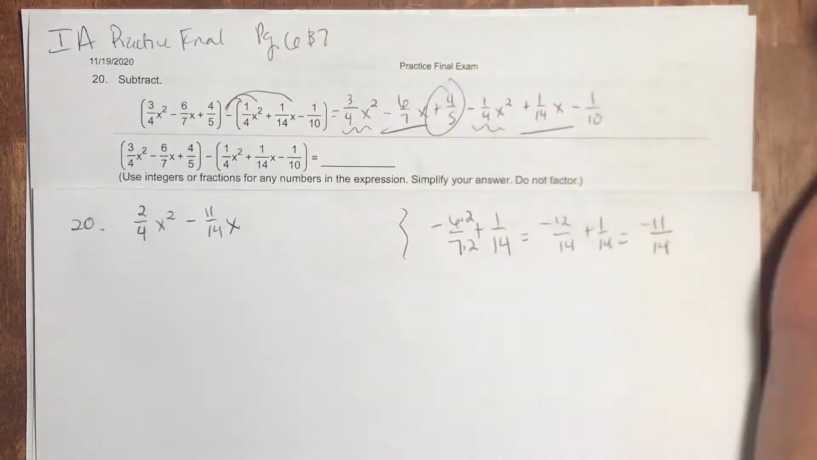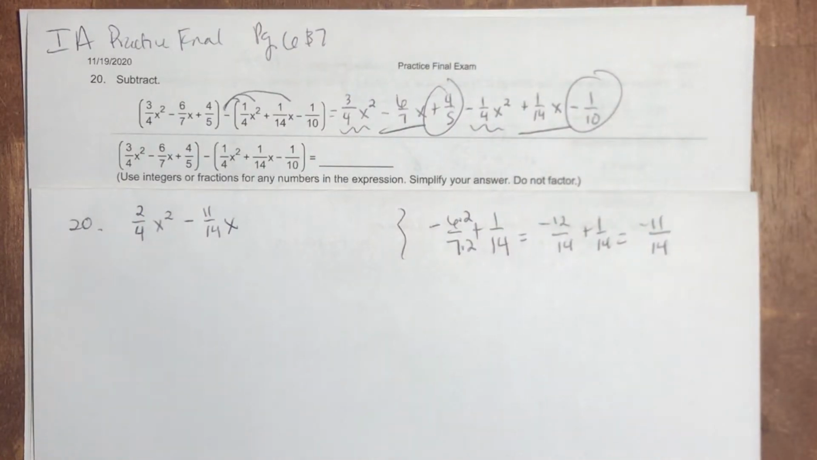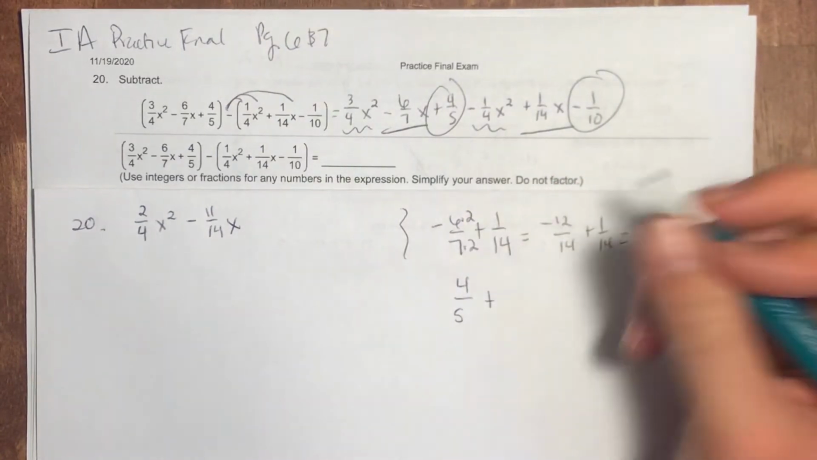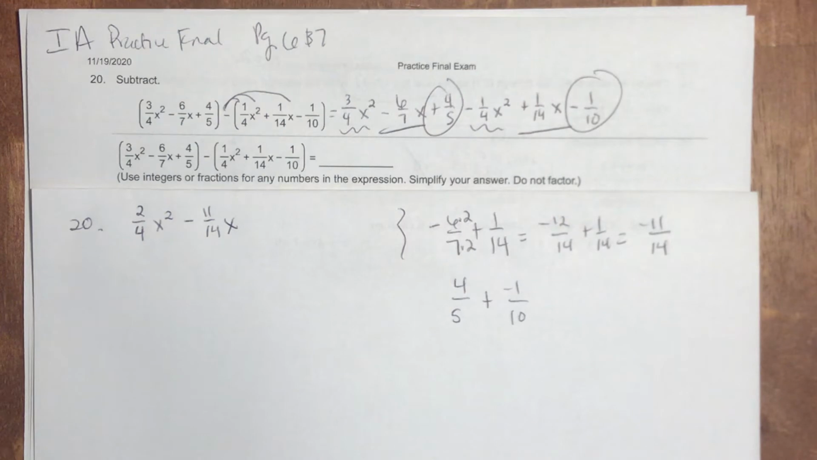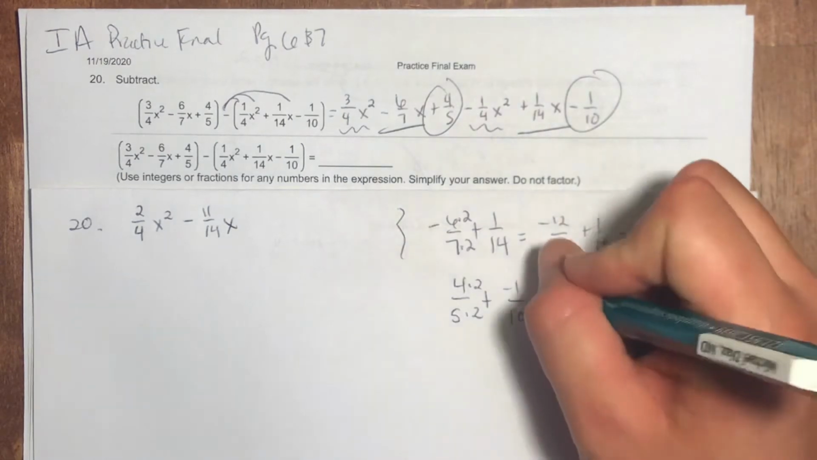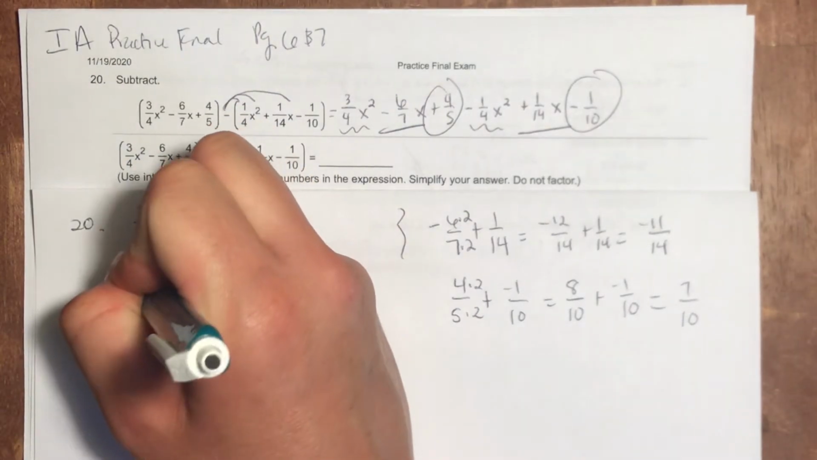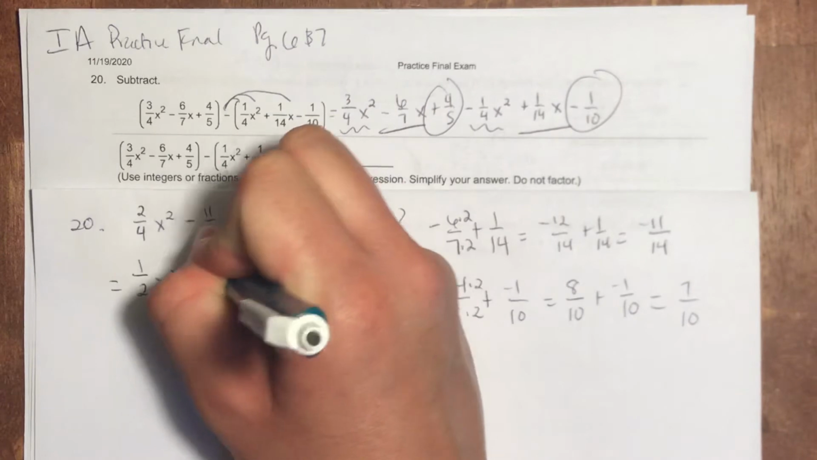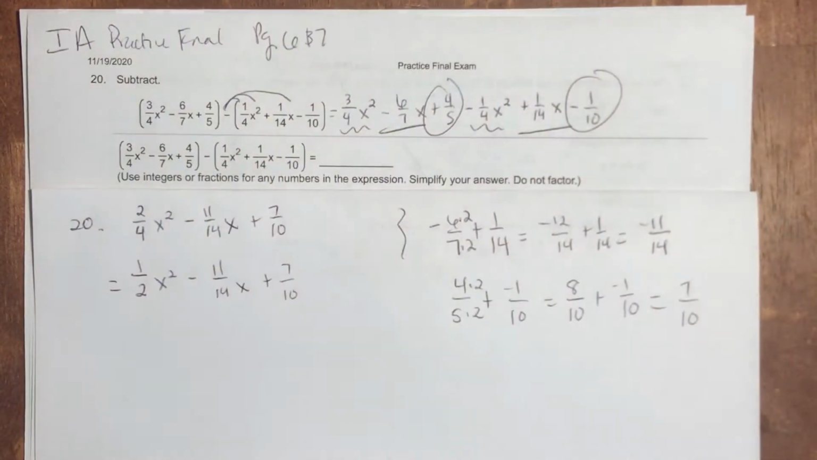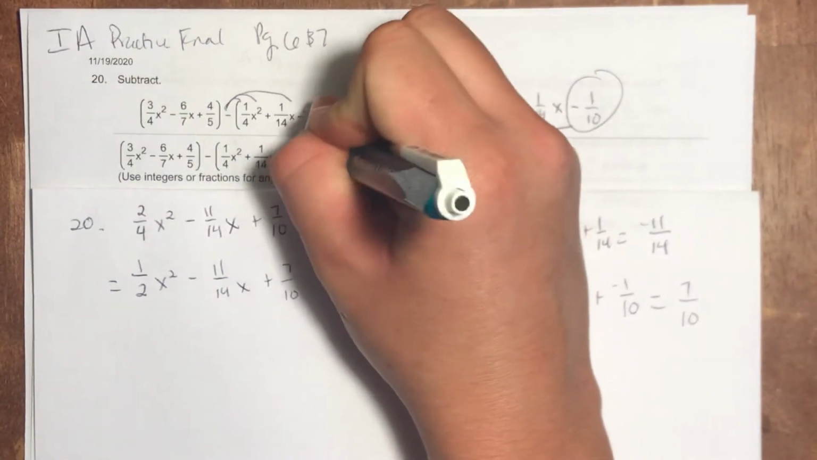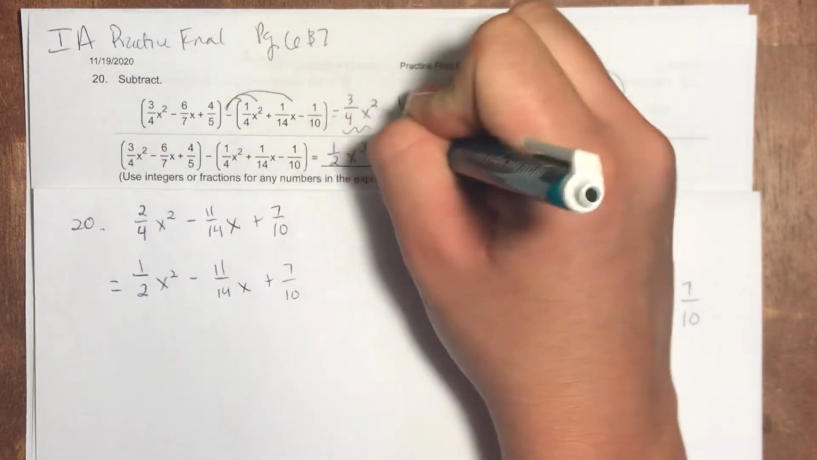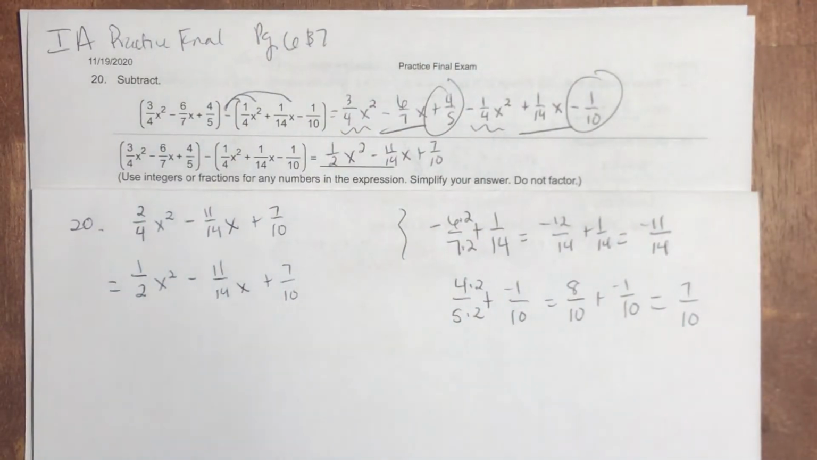And then the last set of like terms, we have 4 over 5 and a negative 1 over 10. So 4 over 5 plus a negative 1 over 10. To get a common denominator, multiply 4 over 5 by 2 over 2. So that'll give us 8 over 10 plus negative 1 over 10. And that is 7 over 10. Okay, so we have plus 7 over 10. 2/4 is really 1/2 x squared minus 11 over 14 x plus 7 over 10. Okay, so that is our final answer that we would type in.